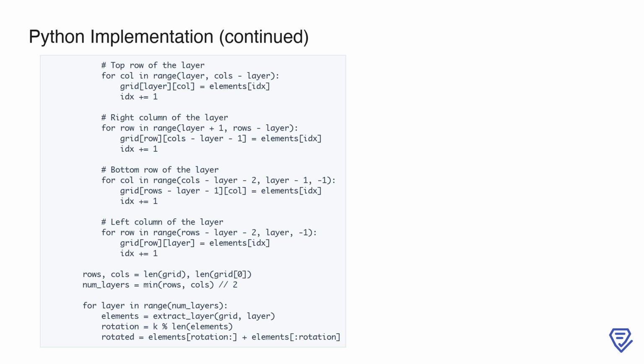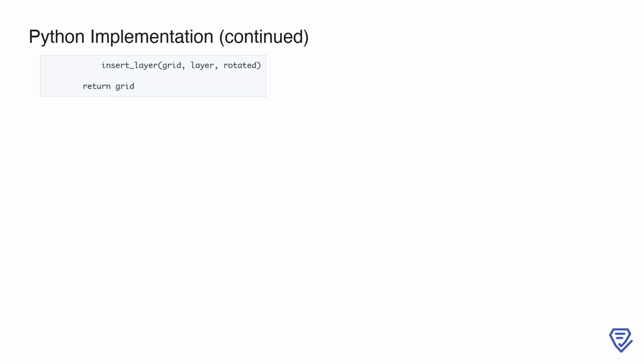After defining these helper functions, we calculate the number of layers in the grid by dividing the smaller dimension of the grid by 2, since each layer is essentially a ring within the grid. For each layer in the grid, we extract its elements using the extract_layer function. To handle the rotation, we calculate the effective number of rotations by taking k modulo the length of the layer's elements. This prevents unnecessary rotations by ensuring we only perform the minimum number needed.